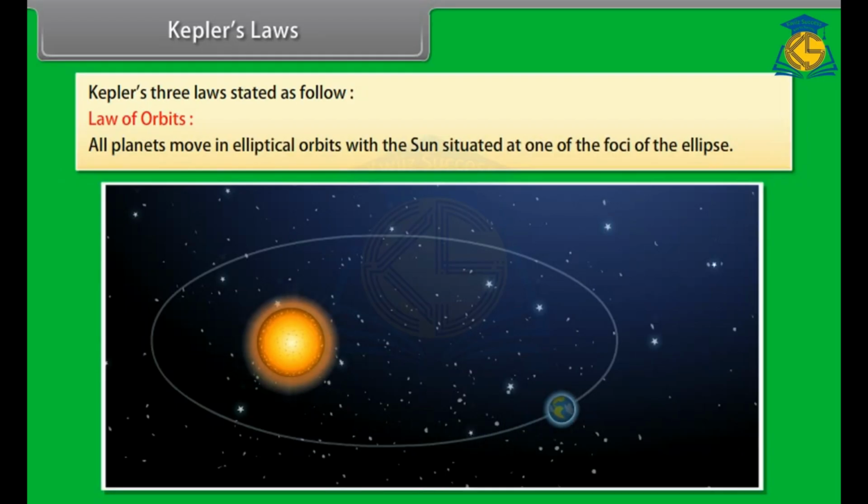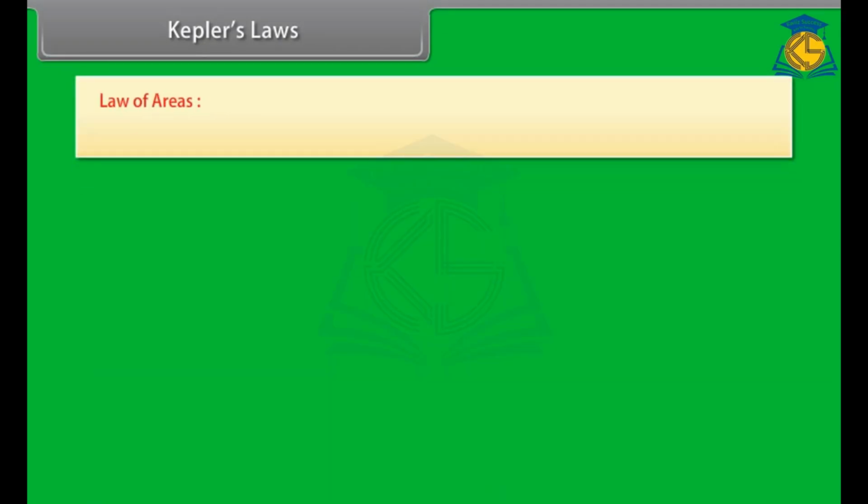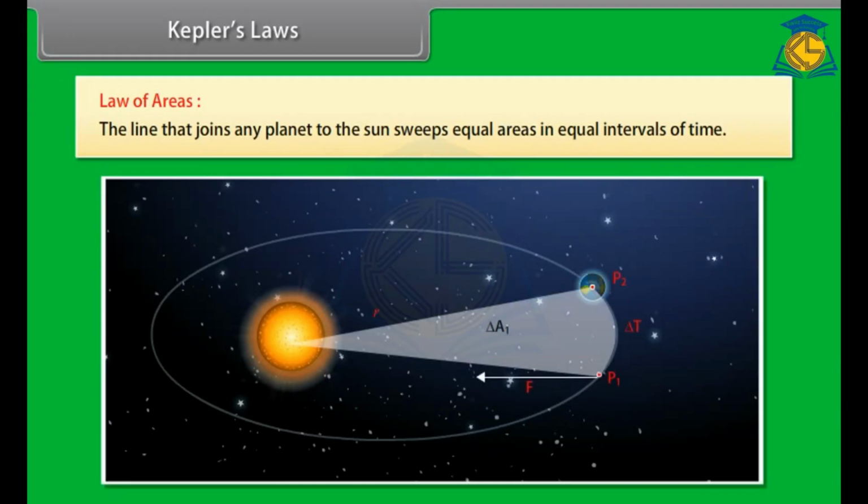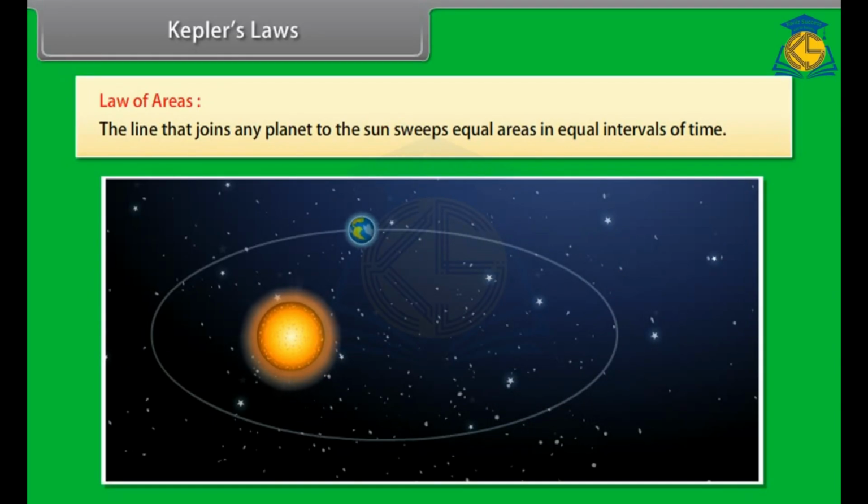Kepler's laws. Kepler gives three laws. They are stated as: Law of orbit. All planets move in elliptical orbits with the Sun situated at one of the foci of the ellipse. Law of areas. The line that joins any planet to the Sun sweeps equal areas in equal intervals of time.